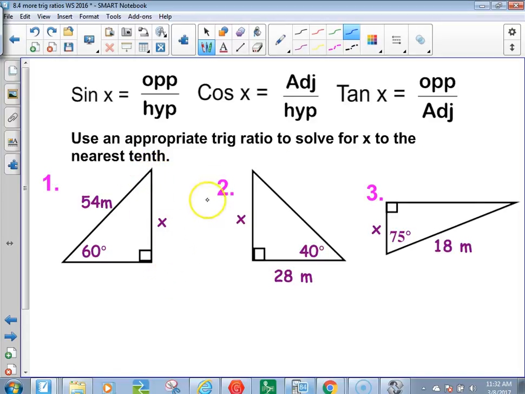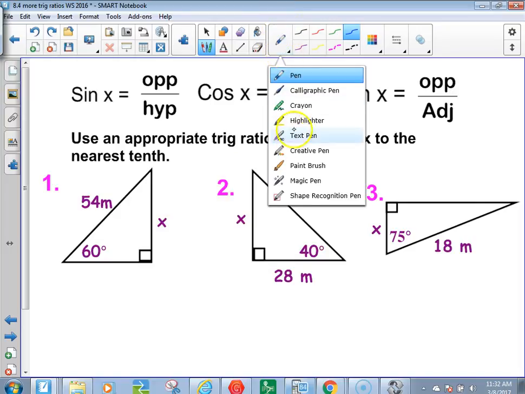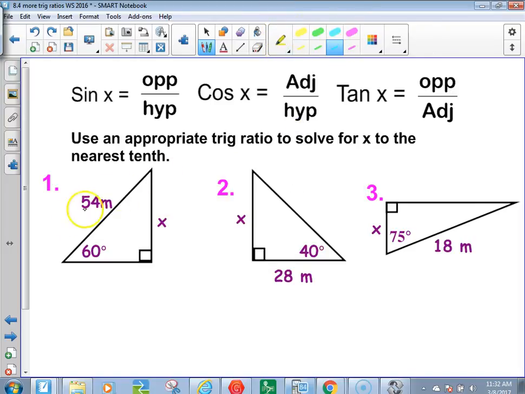Okay, let's see if we can identify fairly quickly which one you would use. At some point, you probably won't need to do highlighting anymore or labeling. So from the 60, where's that? No, where's the x? What is it? Opposite, leg adjacent, opposite. This one's the hypotenuse. Do you know which one to use now?